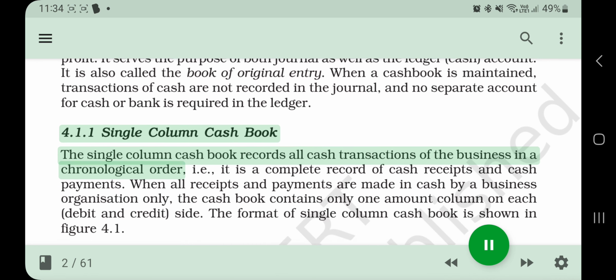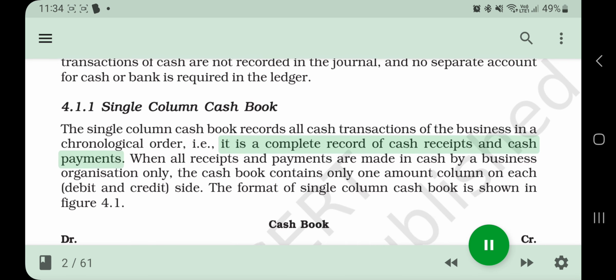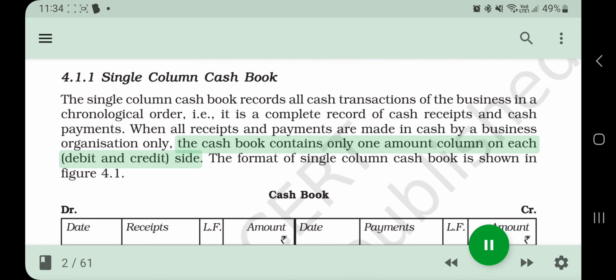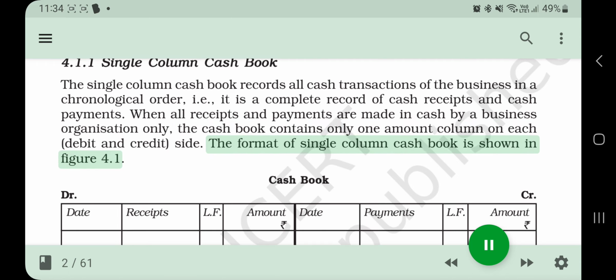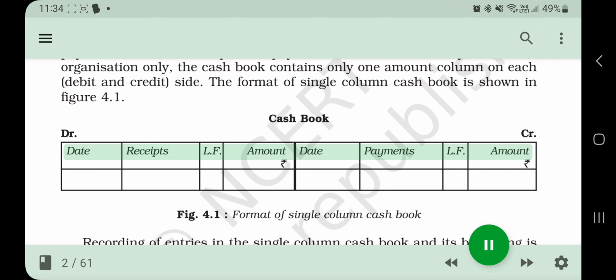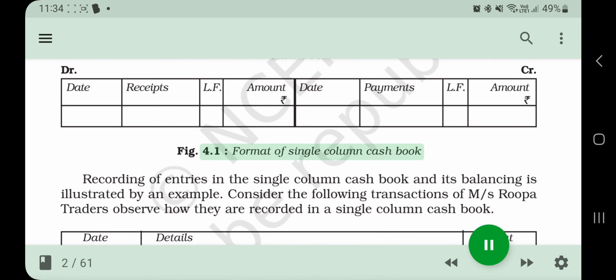4.1.1 Single Column Cash Book. The single column cash book records all cash transactions of the business in a chronological order, i.e., it is a complete record of cash receipts and cash payments. When all receipts and payments are made in cash by a business organization only, the cash book contains only one amount column on each, debit and credit, side. The format of single column cash book is shown in Figure 4.1. Cash book. Dr. Cr. Date, receipts, LF, amount, date, payments, LF, amount.